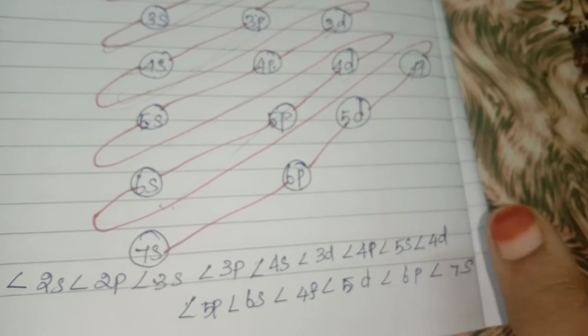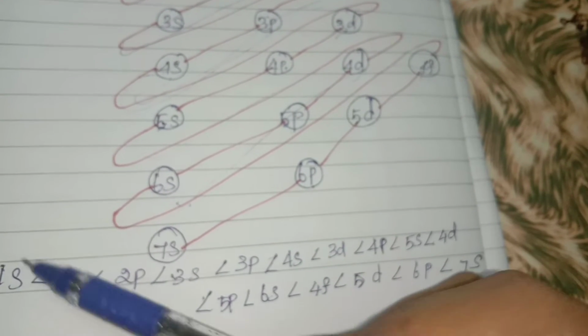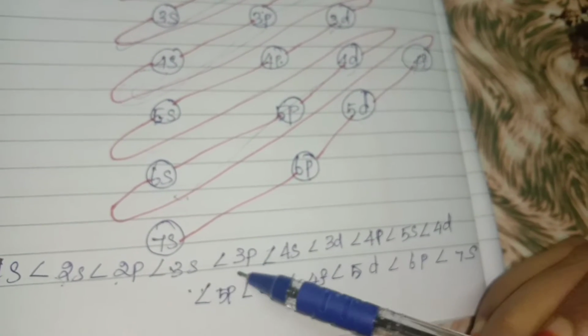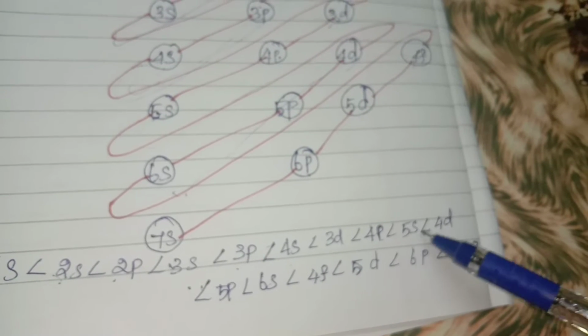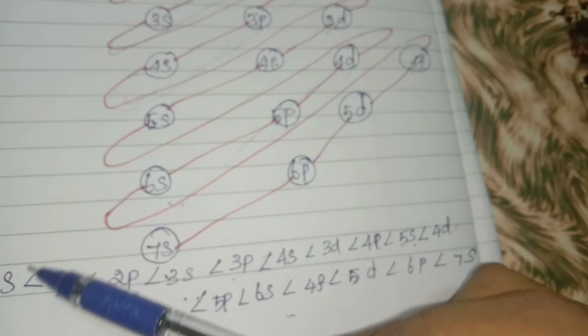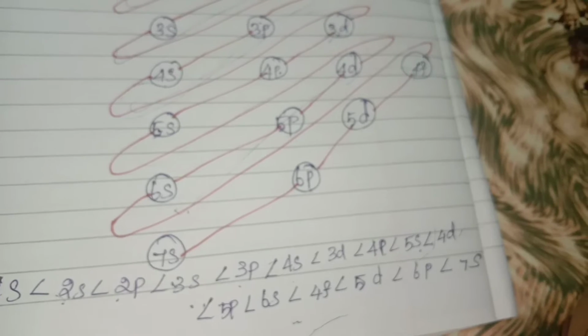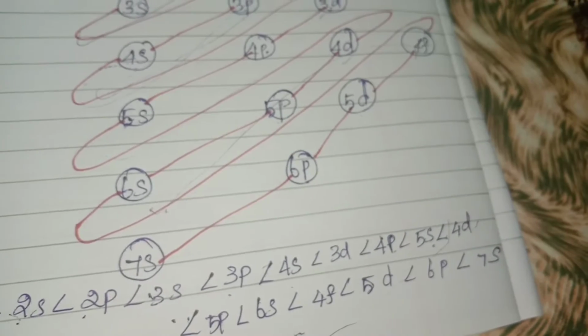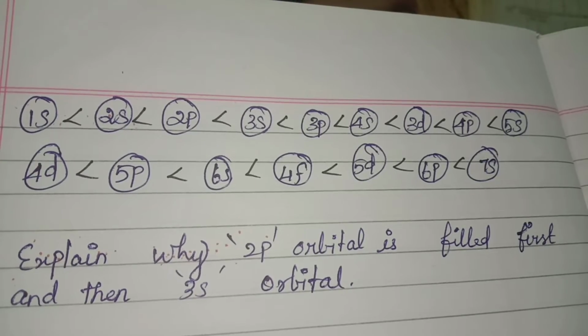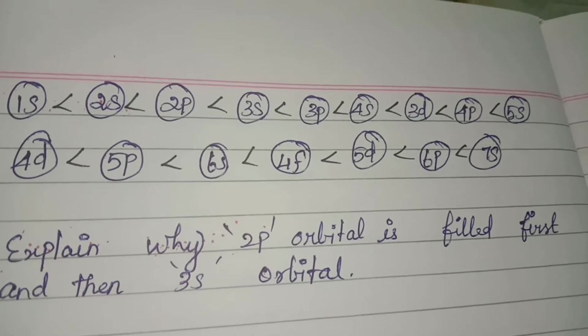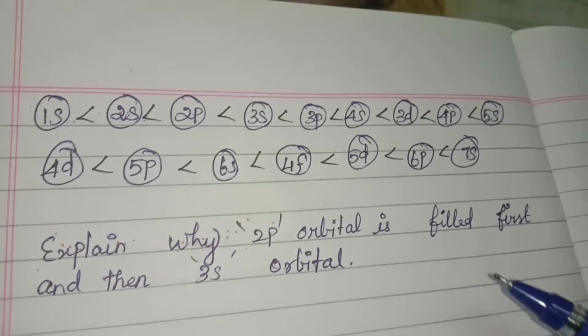every element. Okay. First 1s orbital will come, then 2s, then 2p, then 3s, then 3p, then 4s, 3d, 4p, 5s. Like this arrangement only the electrons will be arranged for each and every element, in order of the orbitals according to the increasing energy level of the electrons.